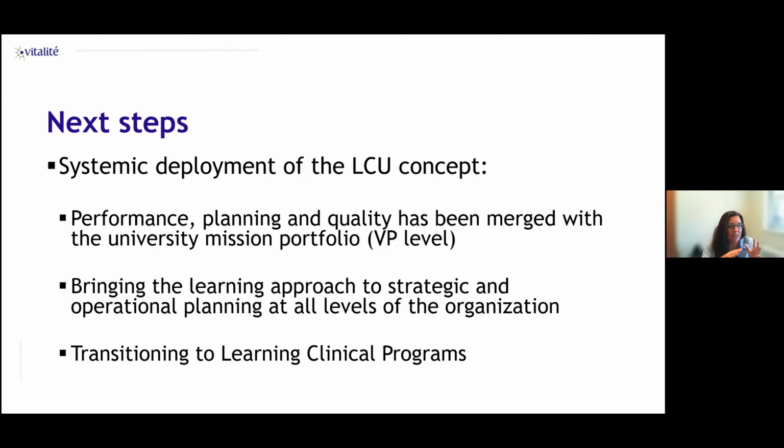system. So we want to transition towards learning clinical programs and having programs, for example, seniors health that are co-led regionally and that involve patients at the decision table. So making it the way that the health authority works versus adding in a new committee or a new structure.